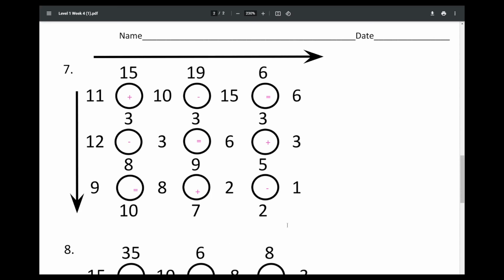Did you say 8 or 9? 8, 10. And then we've got 8 plus 2, and we're taking away 1. And how much is 10 minus 1? 9. Awesome. So this is true too. But for the puzzle to work, we need to make sure every row and every column is true.